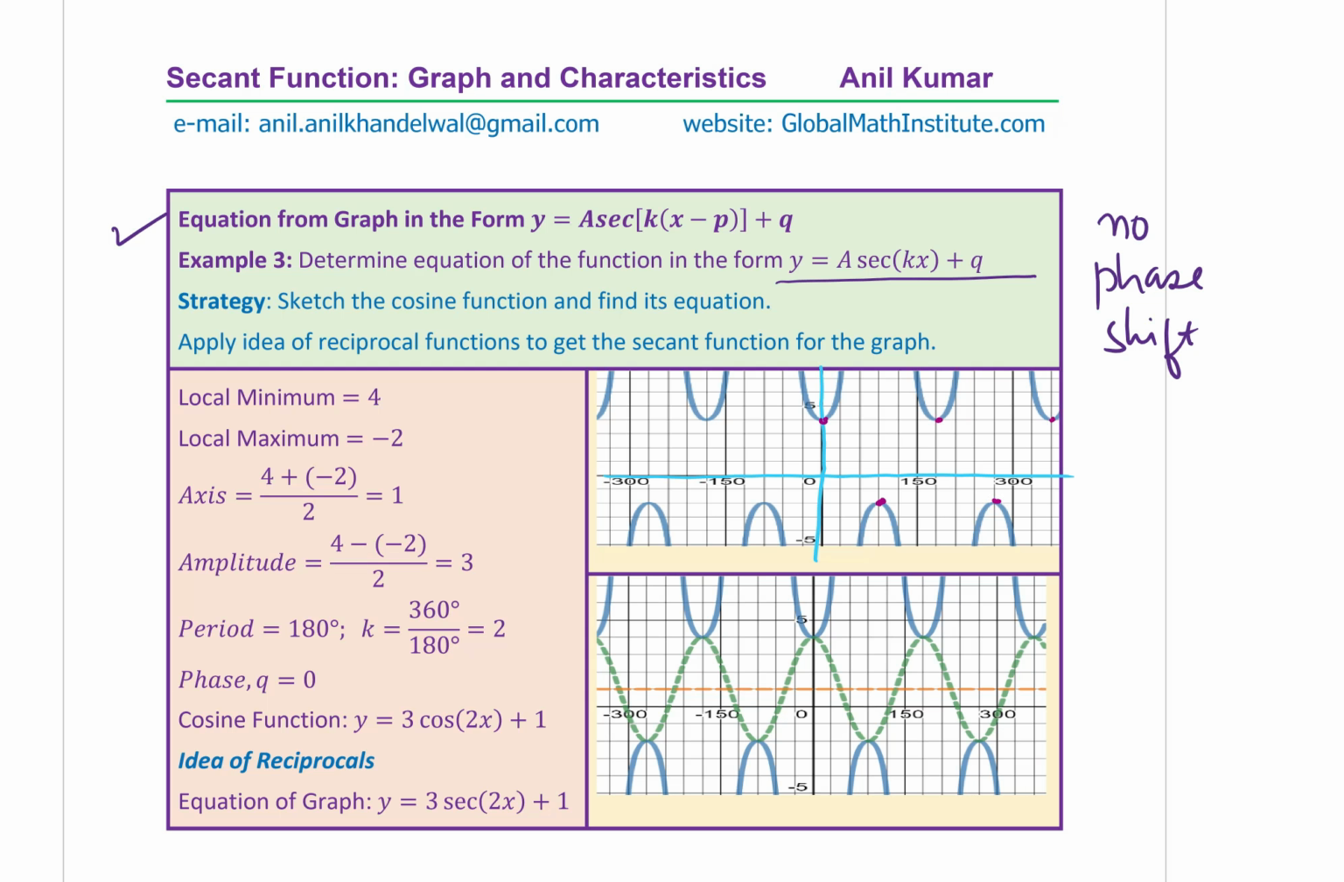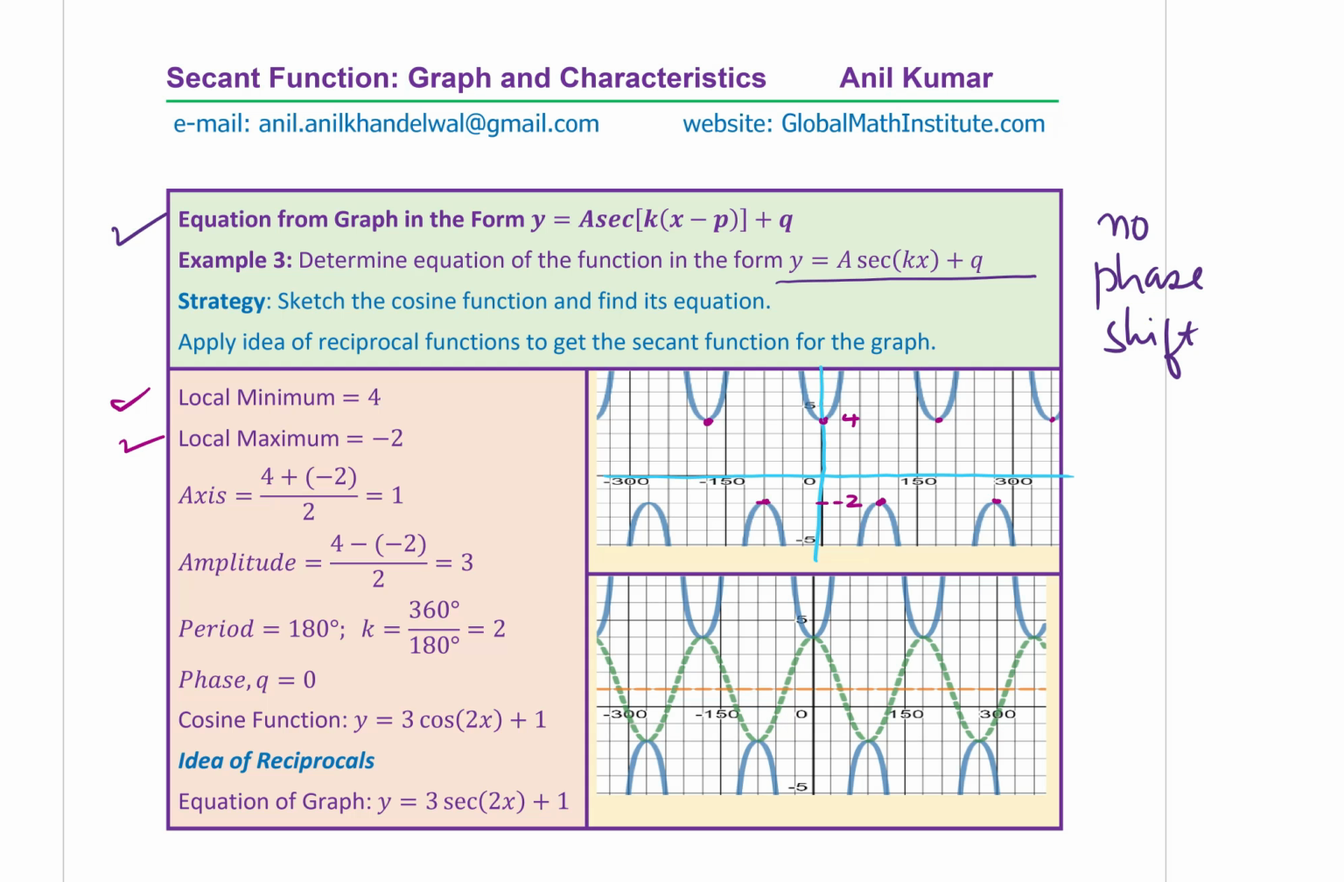I'm just marking these points since that is going to help me to get the equation of the graph. Can you tell me why did I mark these points? Well, these points here give me local maximum and minimum value. So as you can see here, the local maximum is 4 and the local minimum is minus 2. So I'm reading this value. This is minus 2 and that one is 4. So I mark these values and I'll fit in the cosine function in between.